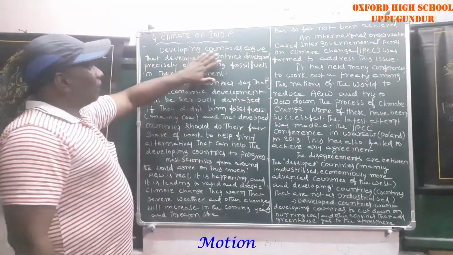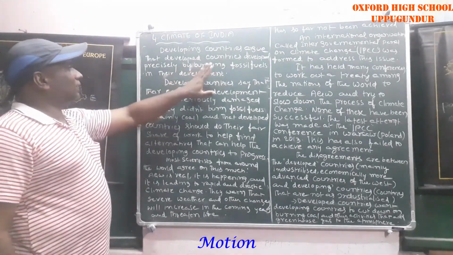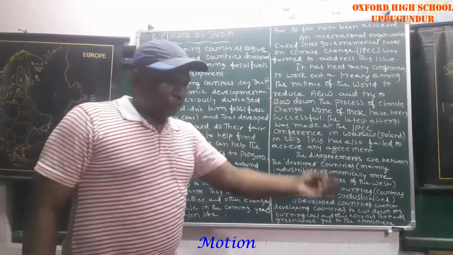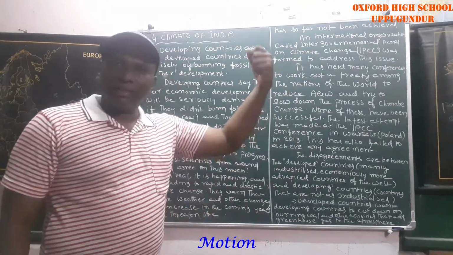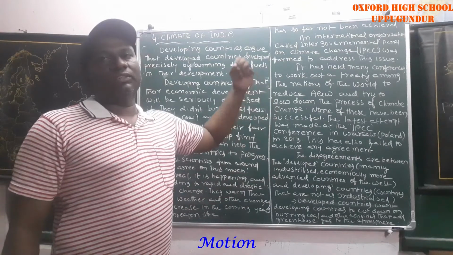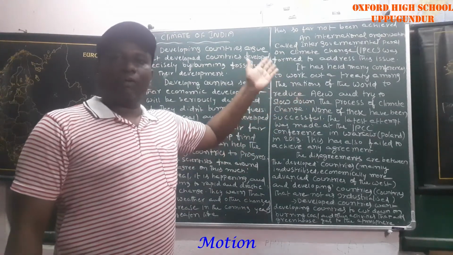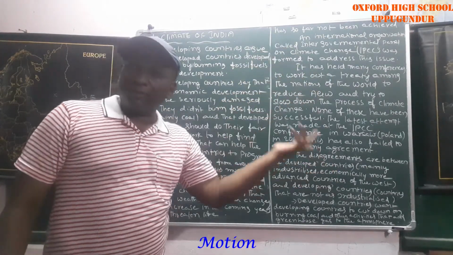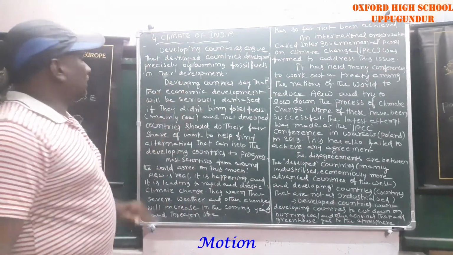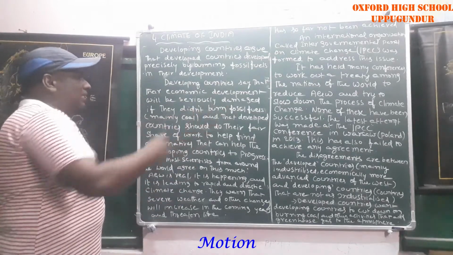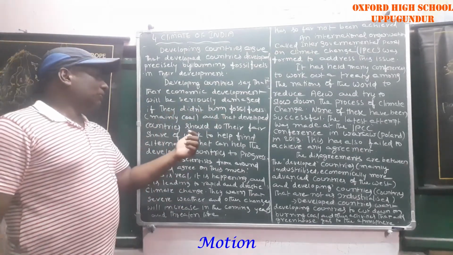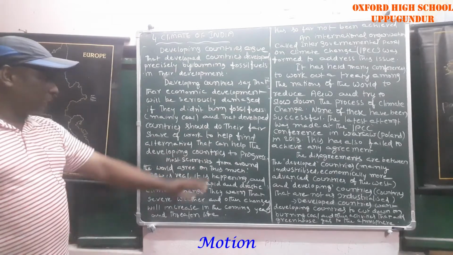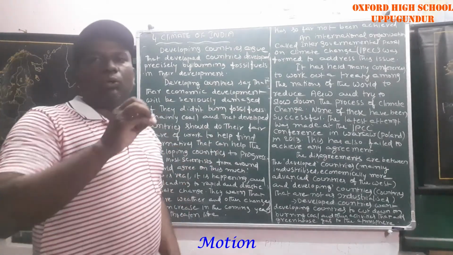Developing countries argue that developed countries developed precisely by burning fossil fuels. These European countries and America are developed. Why did these countries develop? By using fossil fuels, mainly coal. Only by that did their development happen; otherwise it would not have happened to them. So developing countries say that their economic development will be seriously damaged if they don't burn fossil fuels, mainly coal, and that developed countries should do their fair share of work to help find alternatives that can help developing countries to progress. Don't confuse.